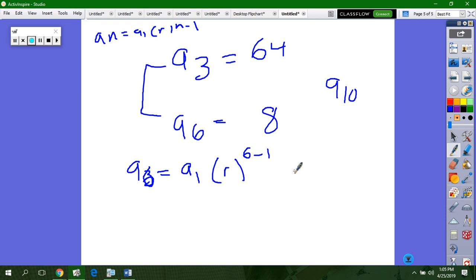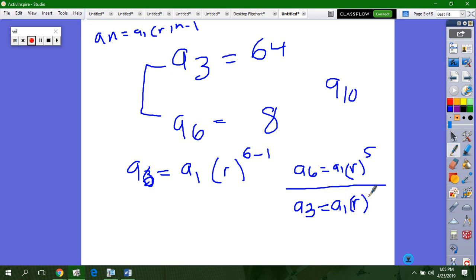So therefore this is saying a sub 6 equals a sub 1 to the r to the 5th, right? Do you guys agree? Now what's the other equation we have? A sub 3, now why am I dividing it? You'll see in just a moment. Equals a sub 1 to the r. Now what's 3 minus 1? 2. Now why do you guys think I'm dividing this?